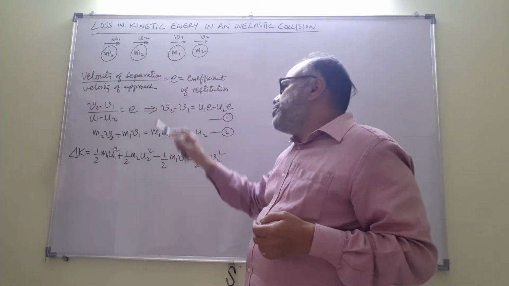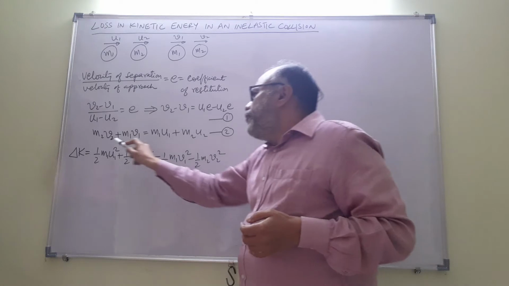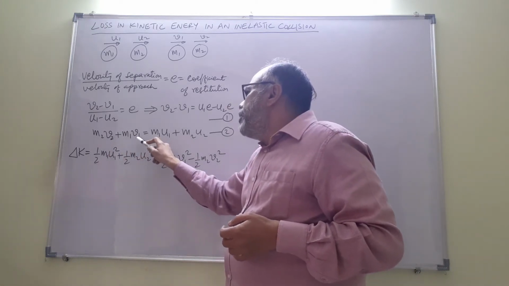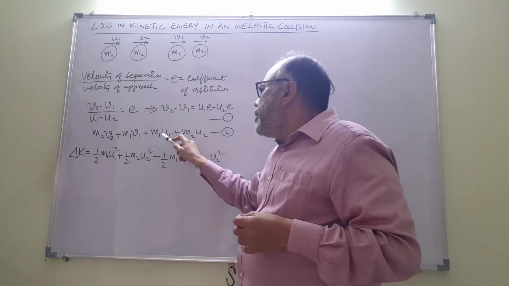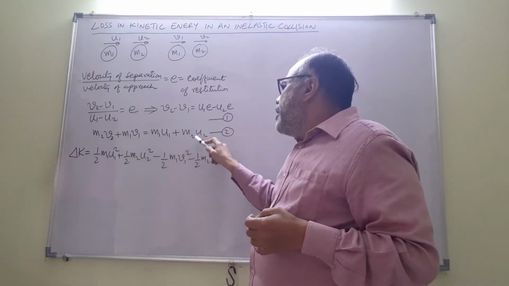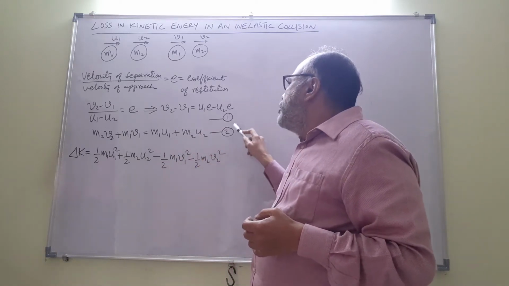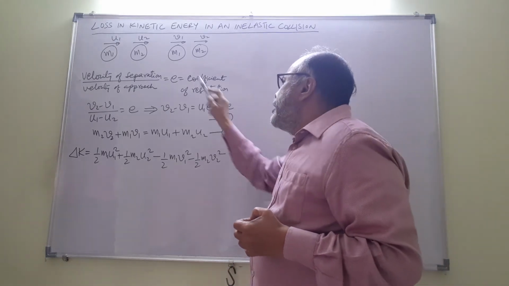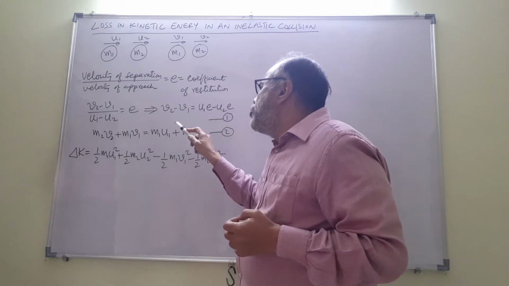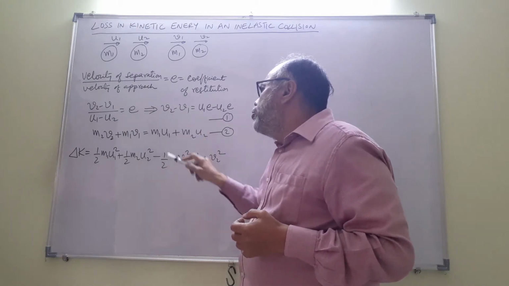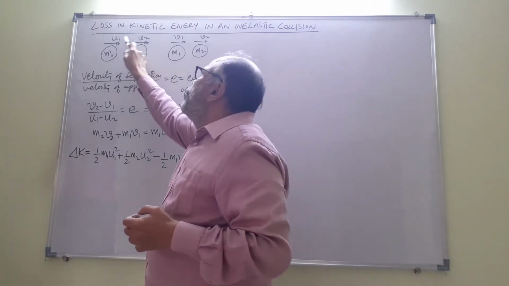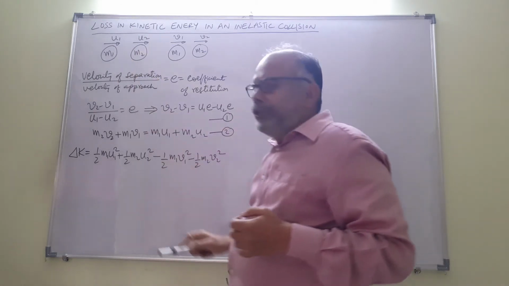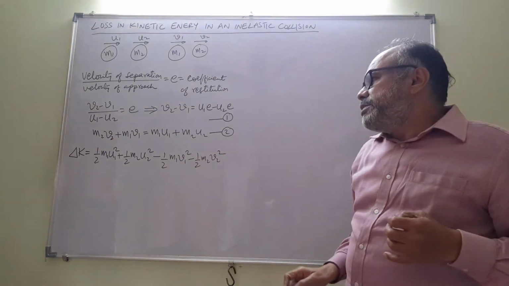Because the net force is 0, momentum is conserved. The final momentum M2V2 plus M1V1 is equal to the initial momentum M1U1 plus M2U2. So we have two equations. From these two equations, we can find out what is V1 and V2 in terms of U1, U2 and M1, M2 and e. e is also given. The coefficient of restitution is given.